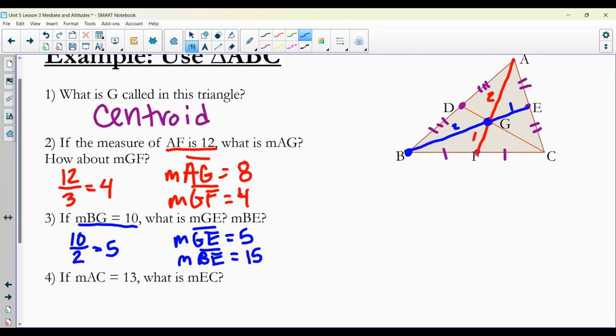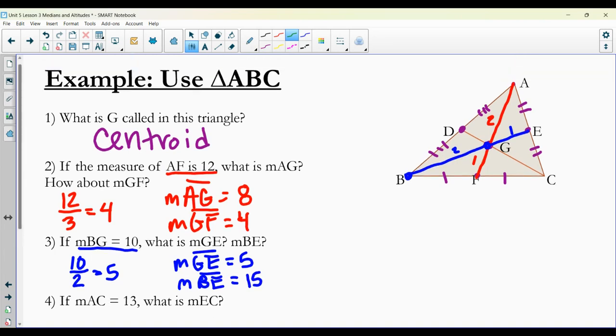So the last bit is the information about A to C. A to C, wait a second, A to C is the side length. So from A to C, we know that this is 13. Well, medians are made from connecting the vertex to the midpoint of the other side. So that means that E is in the exact center, the midpoint.